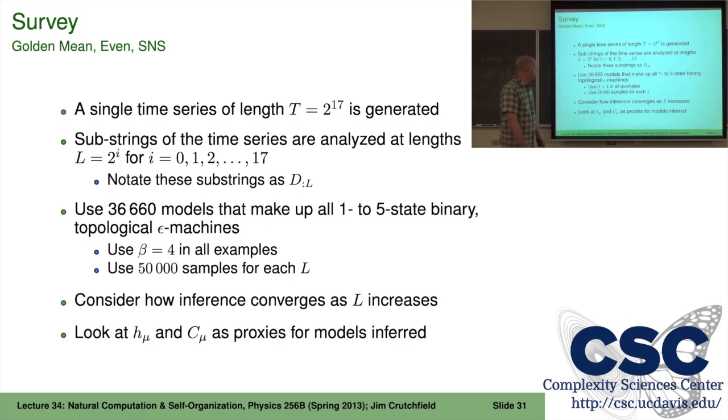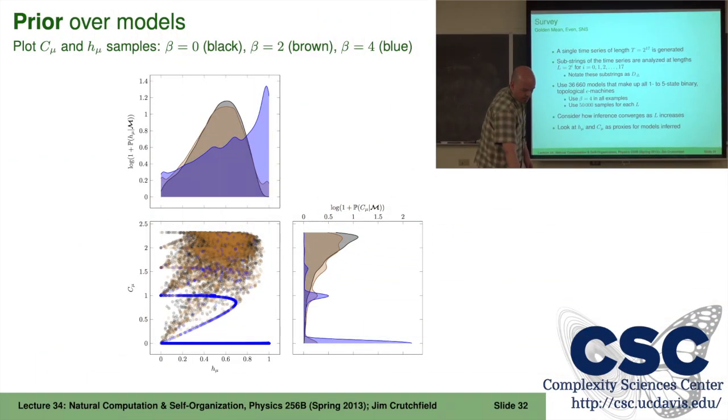And in this case, I'm sampling for each of these L's. When I look at a substring, I'm sampling to estimate H mu and C mu 50,000 times. So I get a good sense of what the actual posterior looks like, and prior. And we would just want to look at the patterns of how this converges, and in particular for different processes, what is happening.